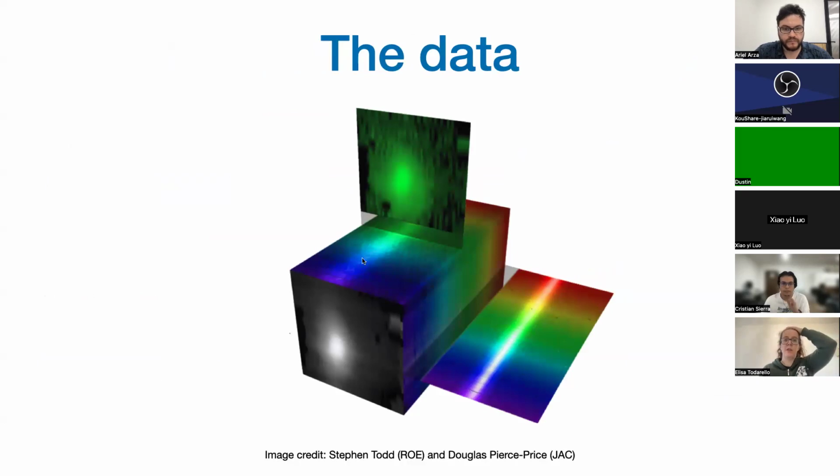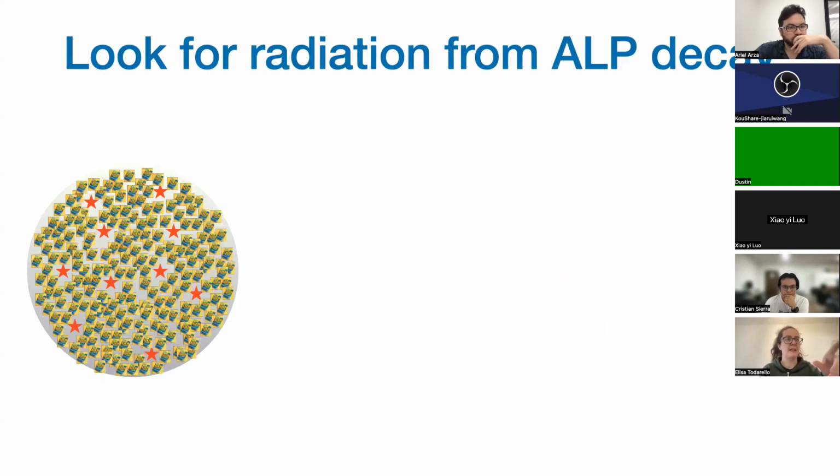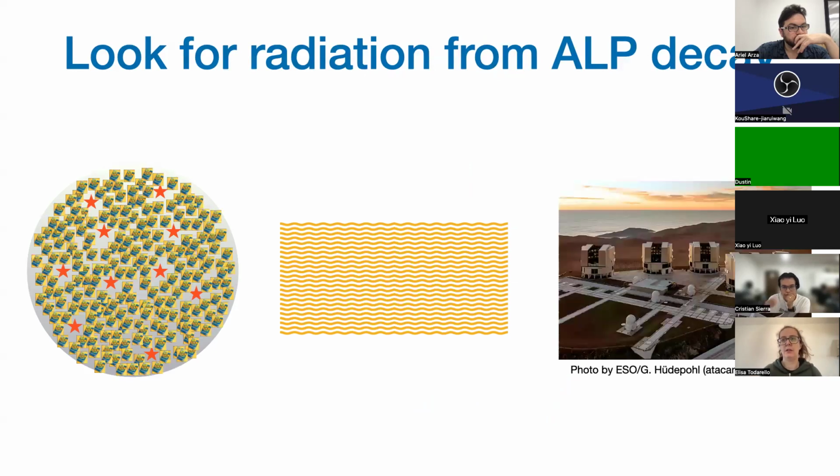It's in the form of a cube. So let's say here we have our dwarf galaxy, and then we have one of these images for all frequencies that MUSE can see. So what we do is we take this galaxy, it has stars. We assume that all the dark matter in the galaxy is axions. Some of these axions will decay into photons, and some of these photons will travel towards Chile, and they will be detected by the Very Large Telescope.